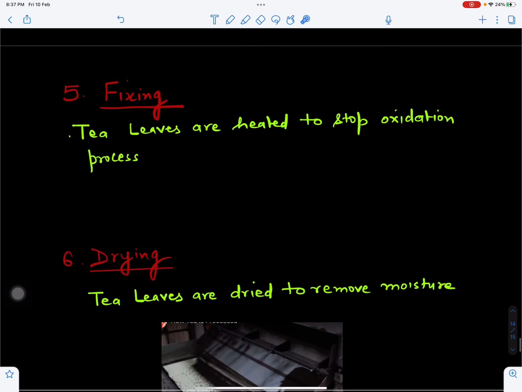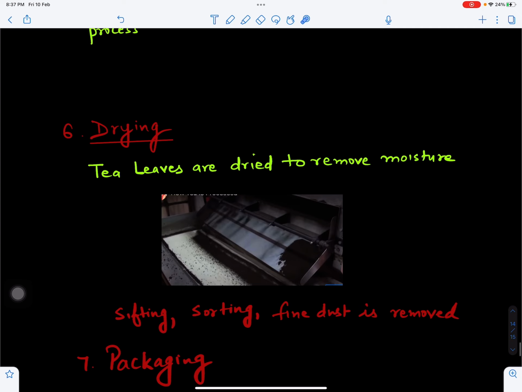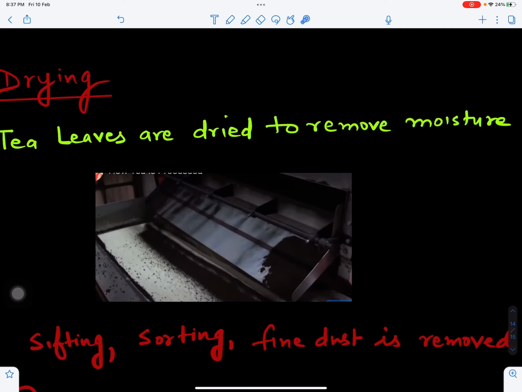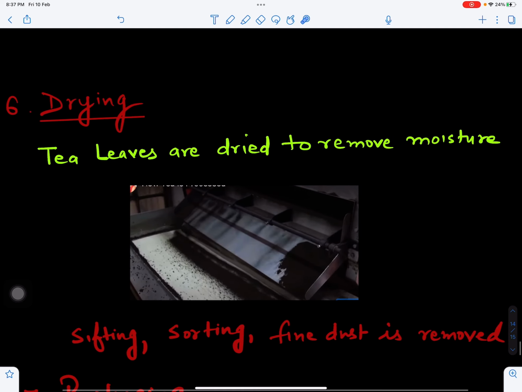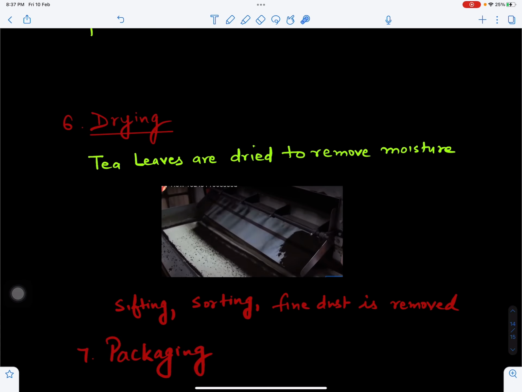The next step is to stop this oxidation process or fermentation. So tea leaves are heated to stop the oxidation process. Now, when tea leaves are oxidized properly and fermented properly, they are dried so that the rest of the moisture is removed from the leaves. Because when we have done fermentation or oxidation, it will turn coppery brown or blackish in color. So moisture is further removed.